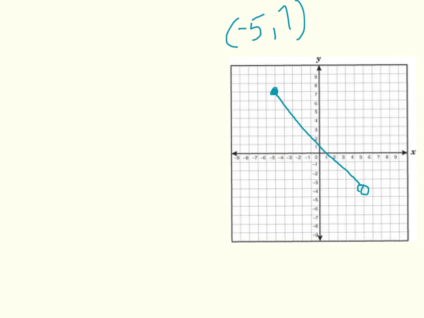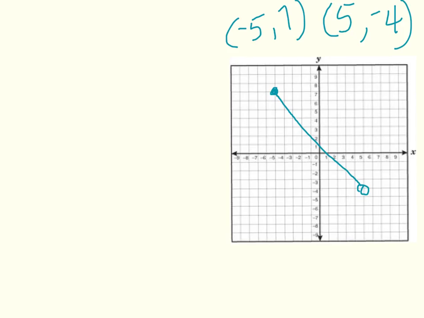Now let's look for the ordered pair of our second endpoint. And if I look at it right here, I see that the x value, if I trace it up, is positive 5, and the y value can be traced over to negative 4. So if I wrote that ordered pair, it would be positive 5, negative 4.